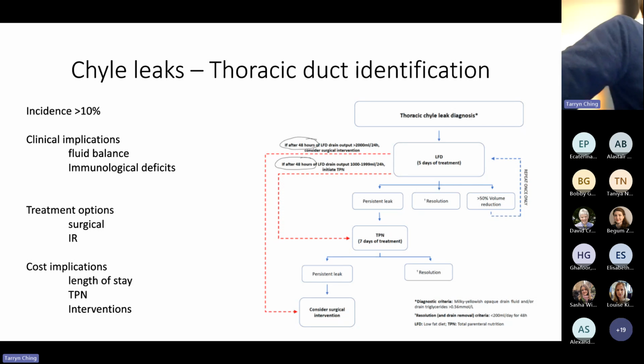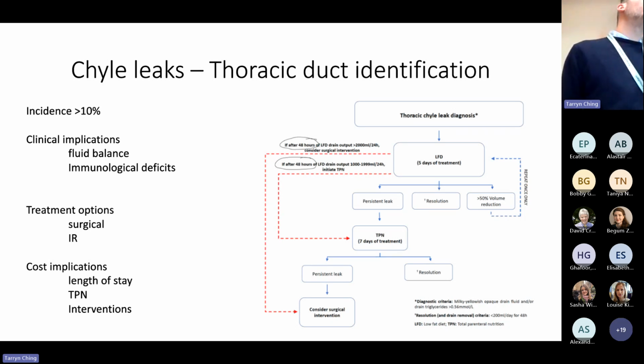It does have a number of issues in terms of treatment options because it's not easy to stop a severe chyle leak. You can approach this surgically, and it's never easy, or more recently with interventional radiology, which is proving to be very effective, although not free of challenges. And it does have a big cost implication. First of all, because these patients who leak quite a lot of chyle every day end up staying in the hospital for quite a few days. Obviously, they will be on TPN, and there will be the cost of intervention. So overall, it does have a big cost implication.